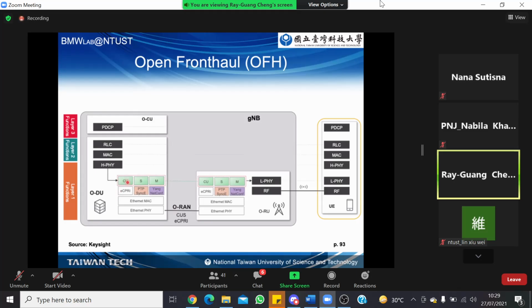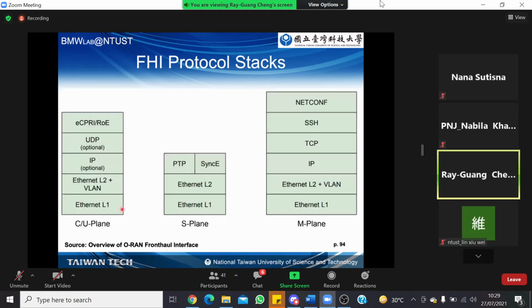So all of them, they will follow the format, the order defined by ORAN Alliance, transmit through the eCPRI protocol over Ethernet over fiber. So this is the protocol stack for the three plane. They have CU, S, and the M.